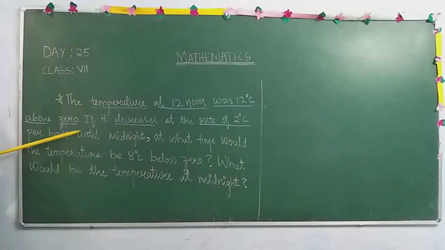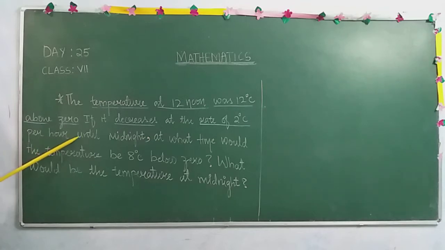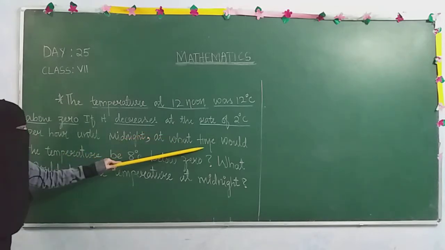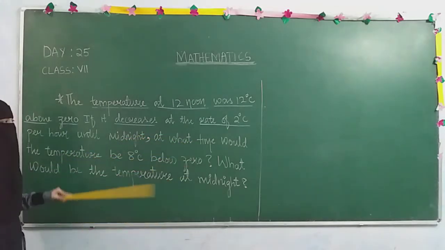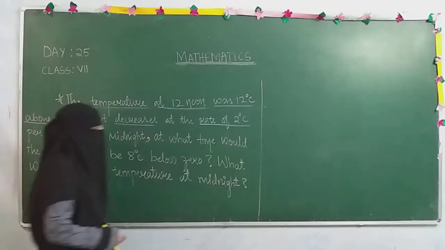Till when is it happening? Till when is the temperature decreasing? Till midnight. Maybe after that it will increase, but we don't know; the information in the question is only that it decreases at the rate of 2 degrees centigrade per hour until midnight. The information is given up to midnight only. Now we need to find, at what time? First we will write the given information, and afterwards I will explain this. So first we begin with the solution.